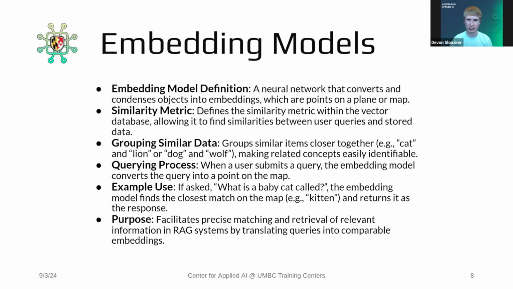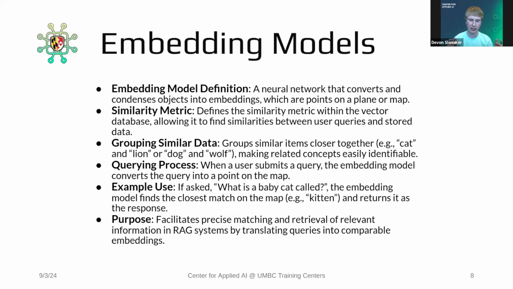So yeah, for the querying process, when a user submits a query, the query is then embedded, and it's then mapped on that plane, right? So if a user asks, for example, "What is a baby cat called?", we know that a baby cat is a kitten, so we expect the word kitten to be returned. So, what is the purpose of this? It allows precise matching and retrieval of relevant information.